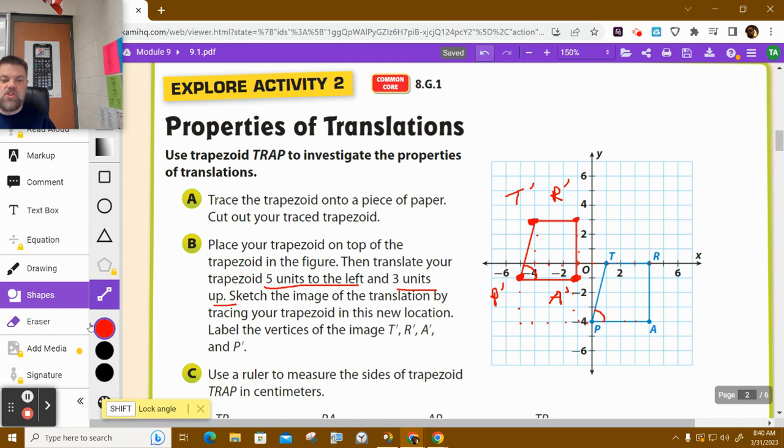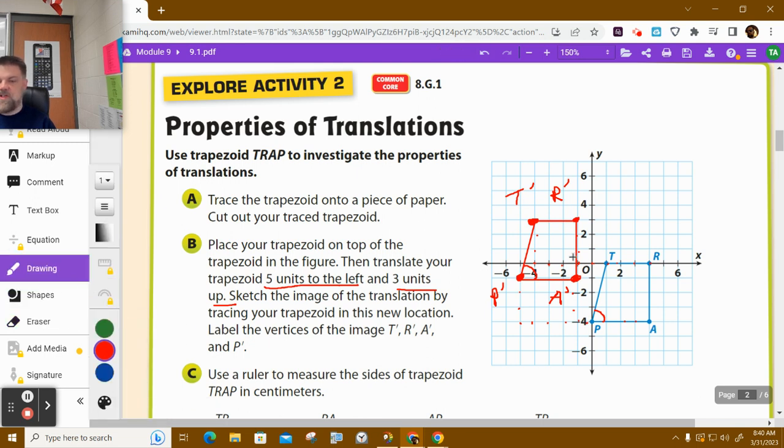But anyways, you guys are talking when you should be working. This is a 90-degree angle. This is a 90-degree angle. This is a 90-degree angle. This is a 90-degree angle. And then this angle is congruent with this angle.